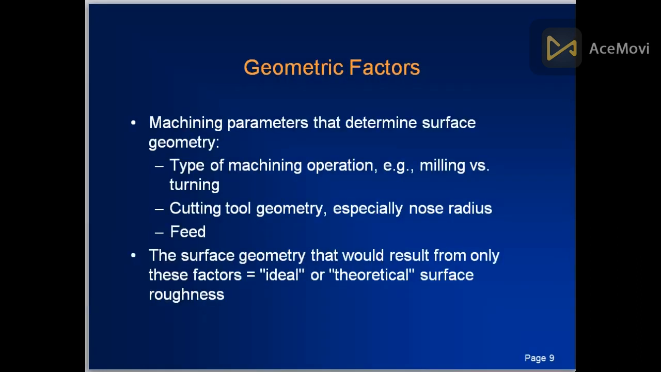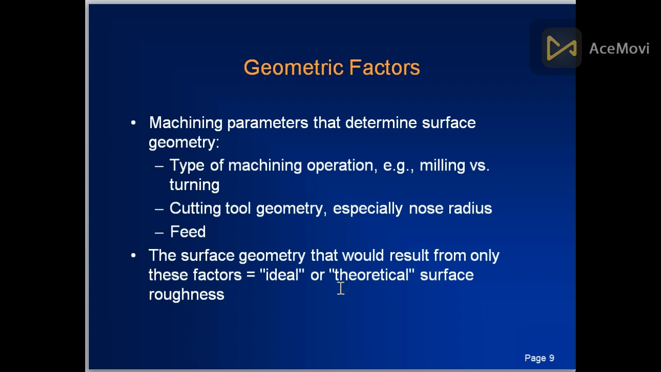There are some geometric factors that also affect the machining parameters. Machining parameters that determine surface geometry include the type of machining operation, that is whether we are doing milling or turning, cutting tool geometry, especially the nose radius, and finally the feed. The surface geometry that would result from only these factors is equal to the ideal or theoretical surface roughness.